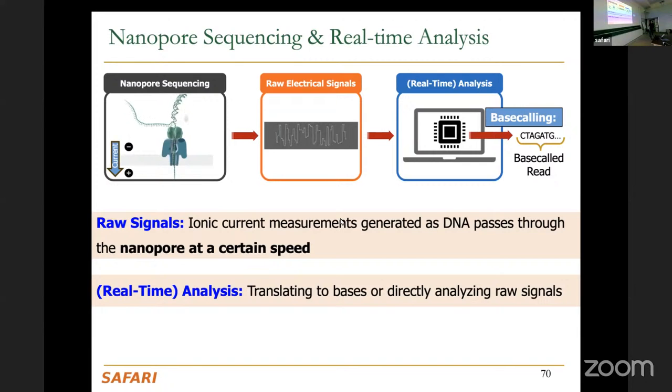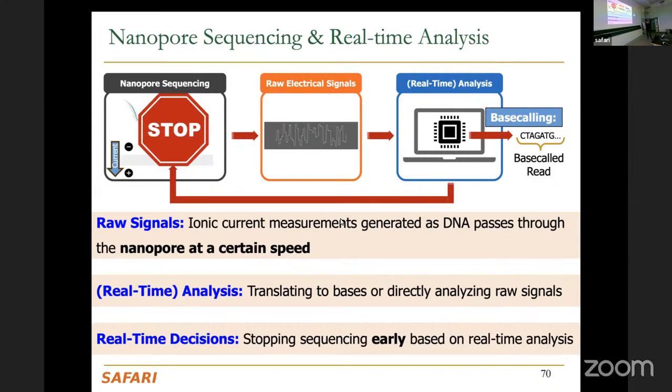Or, if your analysis is efficient enough, you can even do real-time analysis. So what this means is that you get this data in real time, not after the DNA is sequenced fully, but you get it in real time. If you can match the throughput of data generation while analyzing it, you can do real-time analysis. So what's the benefit of it? The benefit is essentially you can give feedback to the sequencer as you analyze.